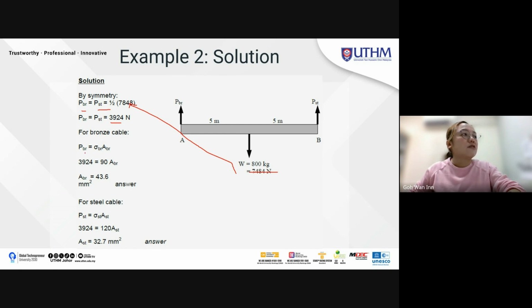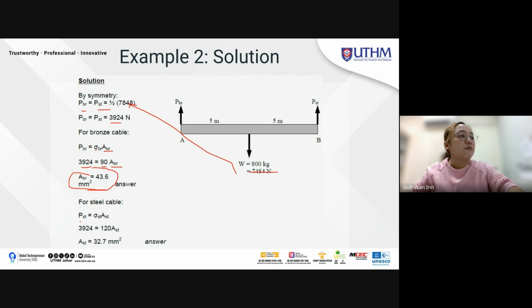So for bronze, you know stress is P over A. So P, when you move the A towards the stress side, P is equal to stress times A. So 3924 is equal to 90 times A, the area. So you will get A is 43.6 mm when you solve it. The diameter you get, the area you get. Also you can get the diameter if you want to convert it, but here is 1200 area.